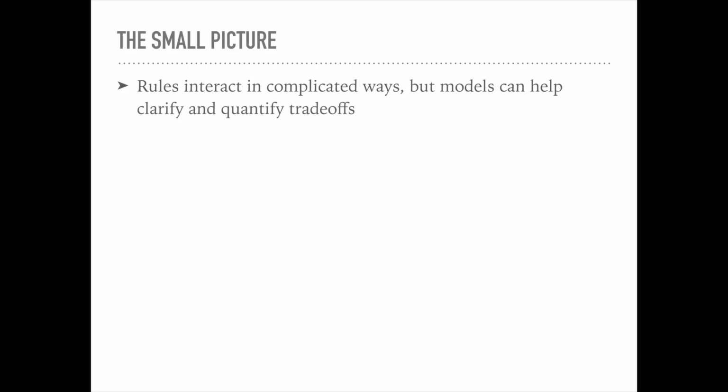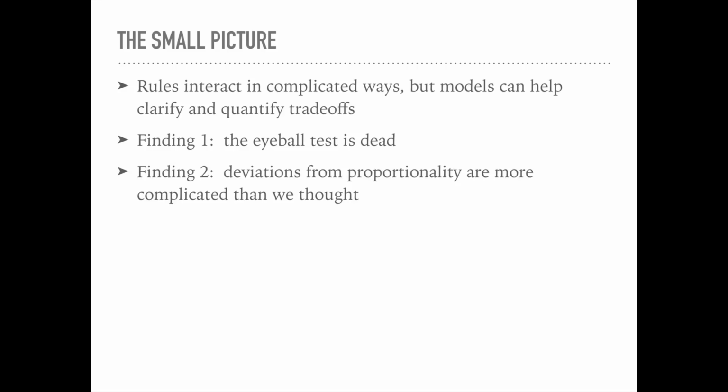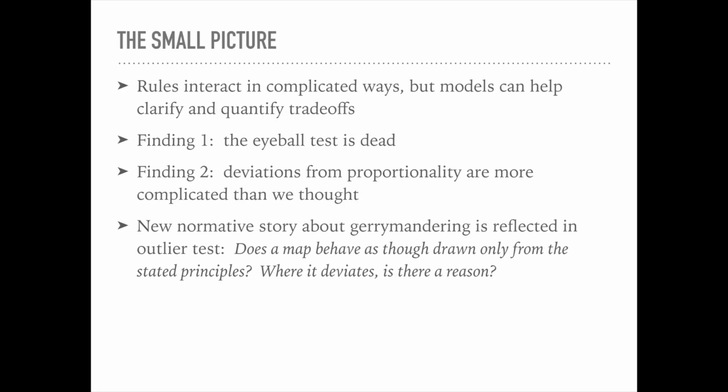Small picture, the rules interact in complicated ways, but the models can help us figure that out. The eyeball test is dead. It no longer can tell us when something's been gerrymandered. Deviations from proportionality are more complicated than we thought. And there's maybe even a new normative story here about gerrymandering.